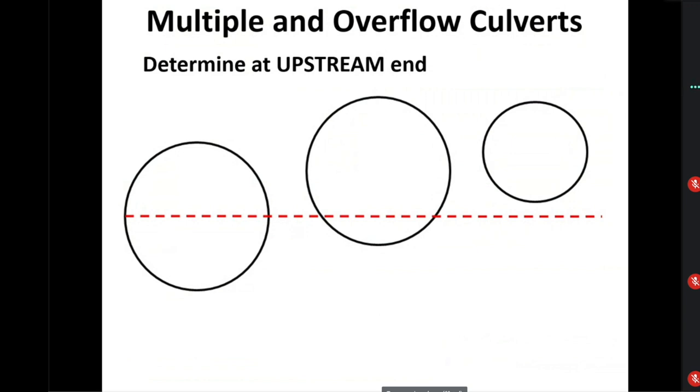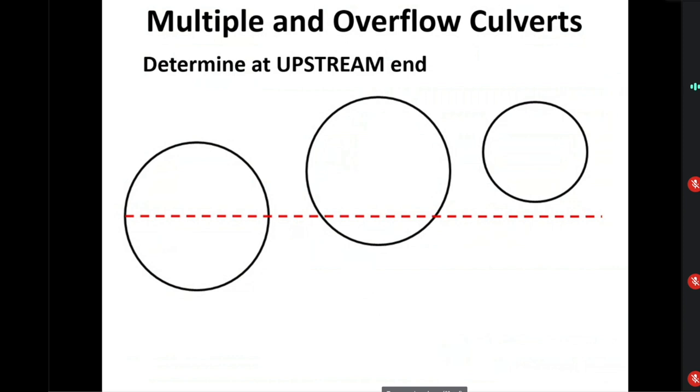Really, draw an imaginary line through the midway point of the lowest culvert. If any of the other culverts in that horizontal line touch, then they're considered part of the sequence. So you should name them. So for example, in this image, you're gonna have two culverts, 1.2 and 2.2. But that smaller culvert on the right, we're going to call that an overflow culvert.